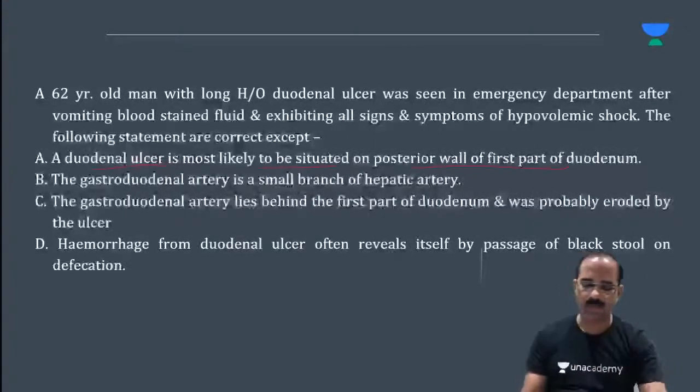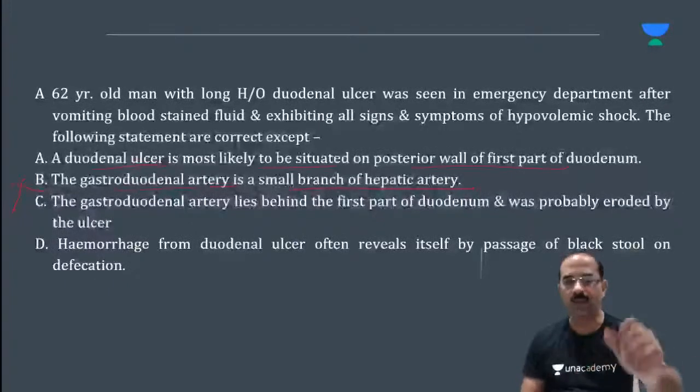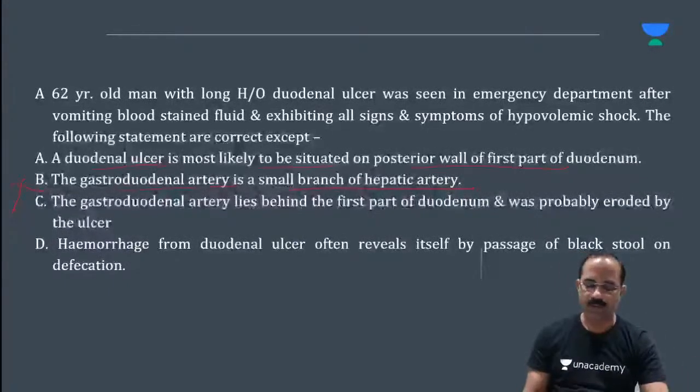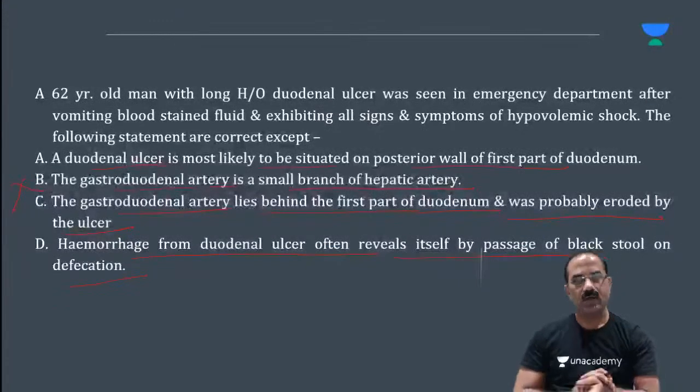Yes, that's right. The gastroduodenal artery is a small branch of the hepatic artery. That's wrong. The gastroduodenal artery is a branch of the common hepatic artery. The gastroduodenal artery lies behind the first part of the duodenum, and was probably eroded by the ulcer. That's correct. Hemorrhage from the duodenal ulcer often reveals itself by passage of black stools on defecation. Clear to all of you, students?